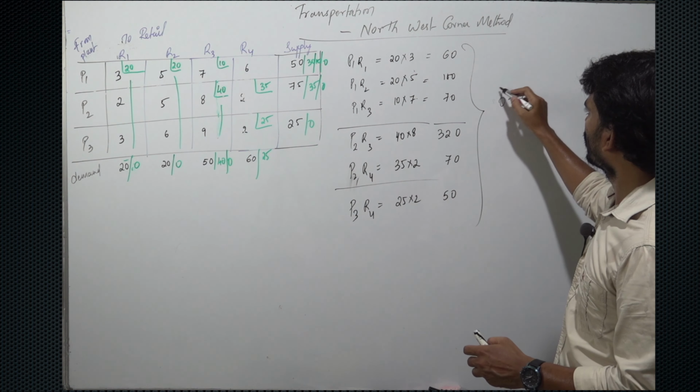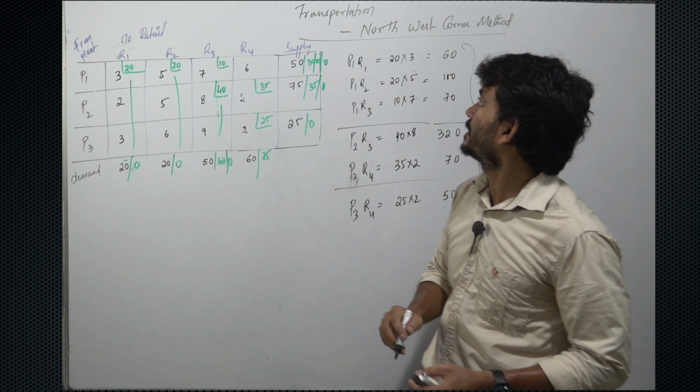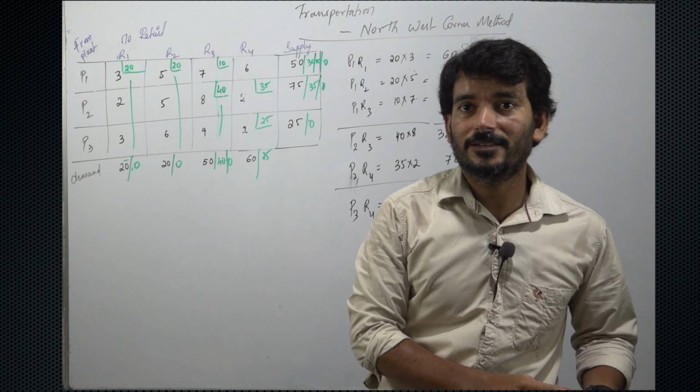So this is the least cost the company can incur. So this is the northwest corner method.